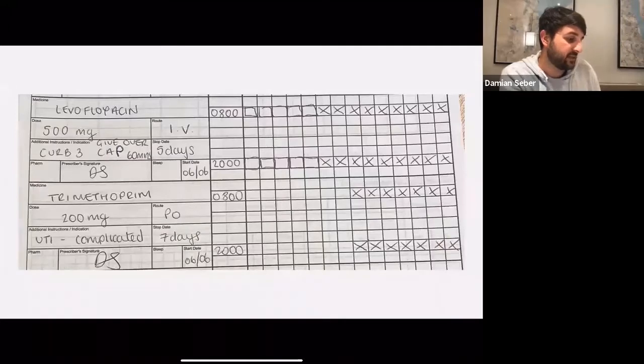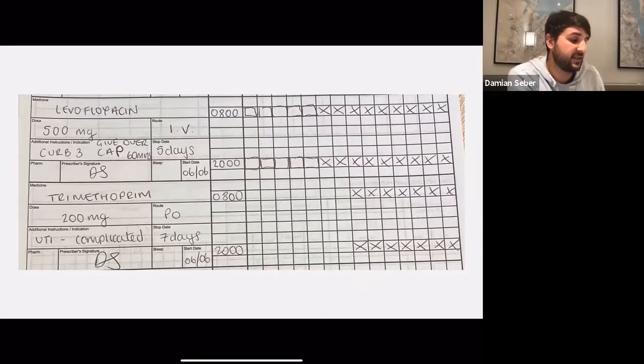So, antibiotic prescribing. I've done a couple of prescriptions here. The first one is for levofloxacin. That's what you prescribe to someone with a penicillin allergy with a severe CAP. I've written the drug name. The dose is 500 milligrams. It's given IV. You have to write the indication. For any antibiotic, there has to be an indication. You'll lose marks if you don't put it. So write the indication, CURB-3 CAP.